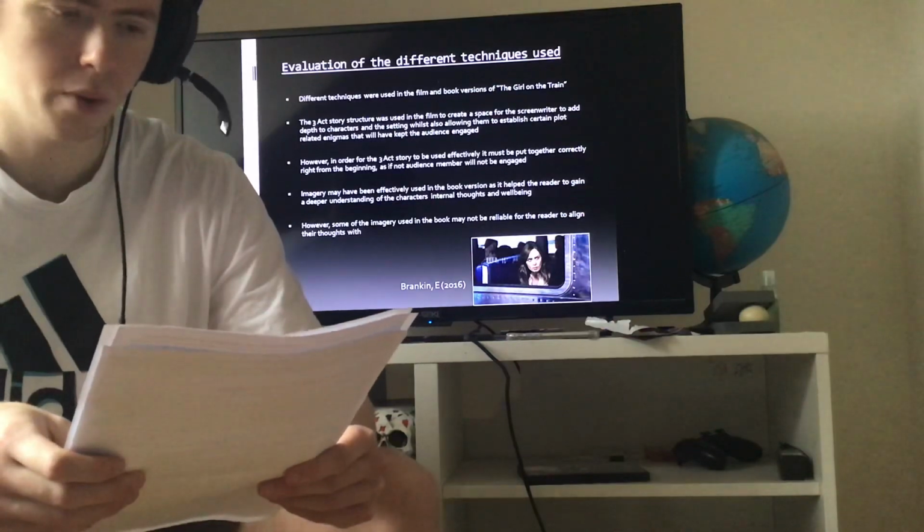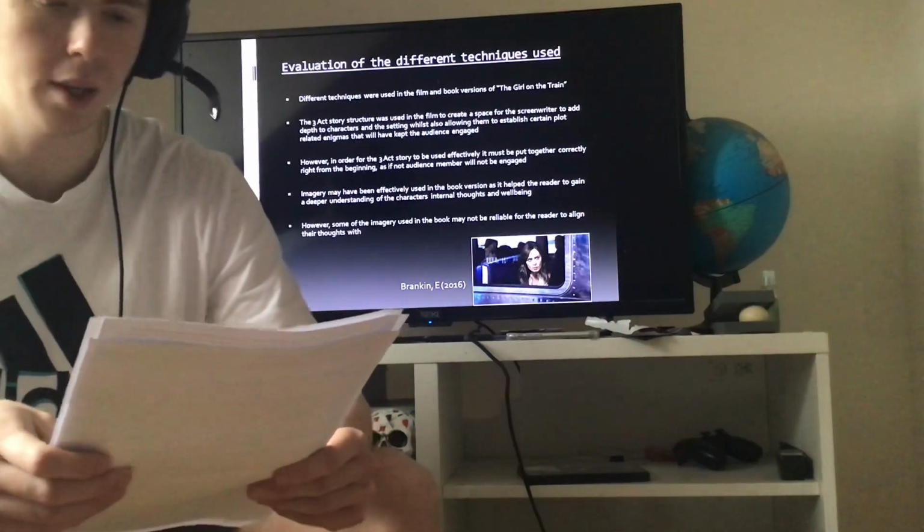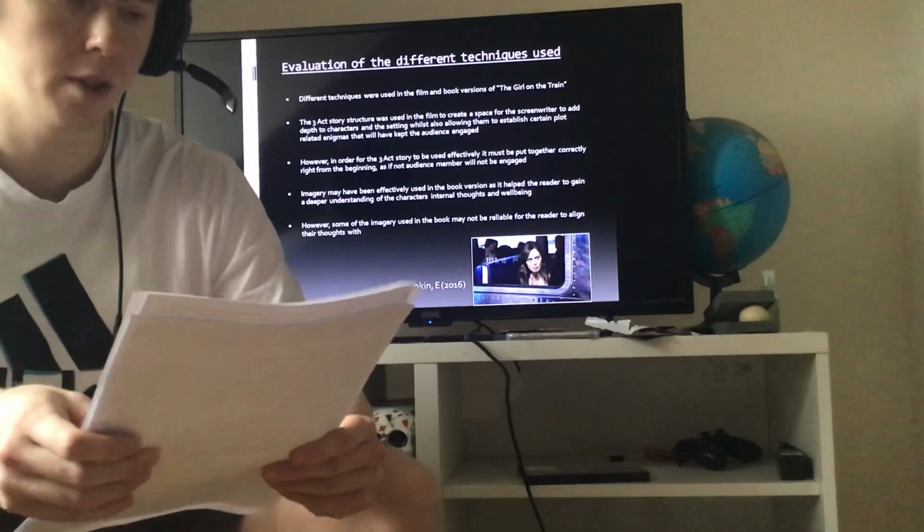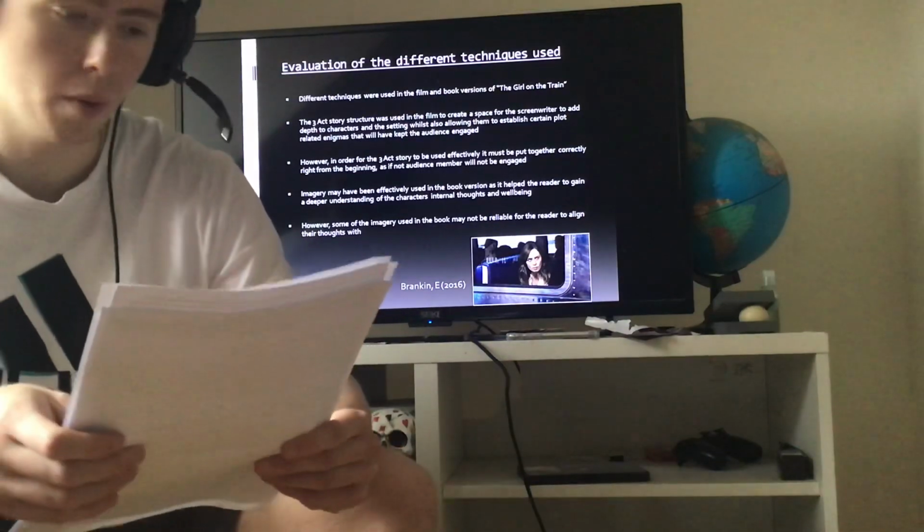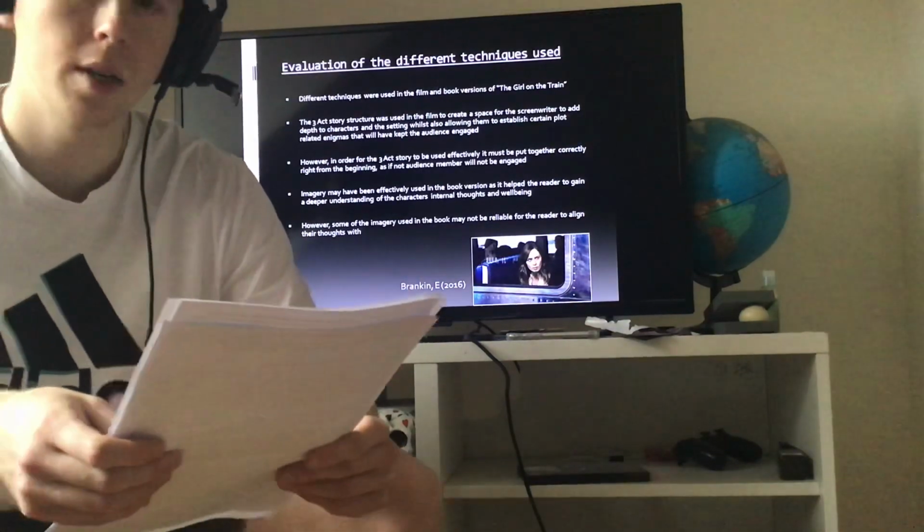Therefore, to some extent, the three-act story structure is an effective technique when writing a screenplay, as The Girl on the Train suggests how the story can be built upon the first act by keeping the audience engaged.